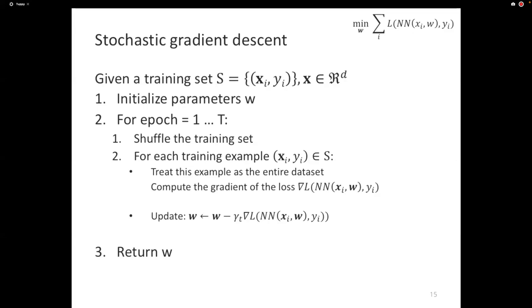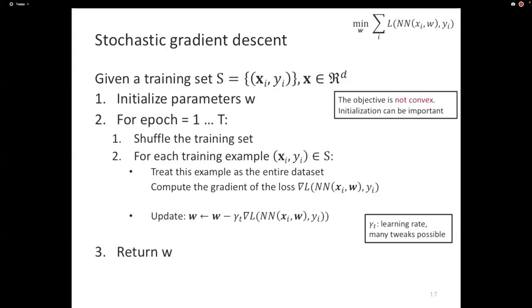So the standard things that we've already encountered, the step size or the learning rate, there are many, many different tweaks that are possible. All we need is that the step size should keep decreasing as learning increases, as the number of epochs proceeds. But there's a more specific criterion. It should be square summable. The sum of the squares of the step sizes from zero to infinity should converge, meaning it should be less than infinity. But if you add up all the step sizes to infinity, that should diverge. It should go to infinity. The versions that we saw before have that. As I said, the objective in general is not convex, so initialization matters.